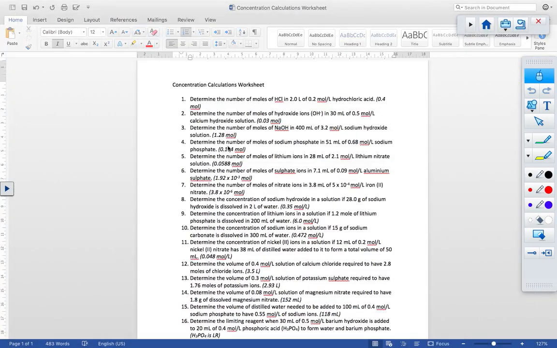Questions 3 to 6 are all about determining the number of moles of something, so they give you an opportunity to practice. But we're going to go to question number 8. Determine the concentration of sodium hydroxide in a solution if 28 grams of sodium hydroxide is dissolved in 2 liters of water. Again, we've got the concentration of sodium hydroxide, so we don't have to worry about which ion it is and whether there is an ion ratio. Let's go and solve this.